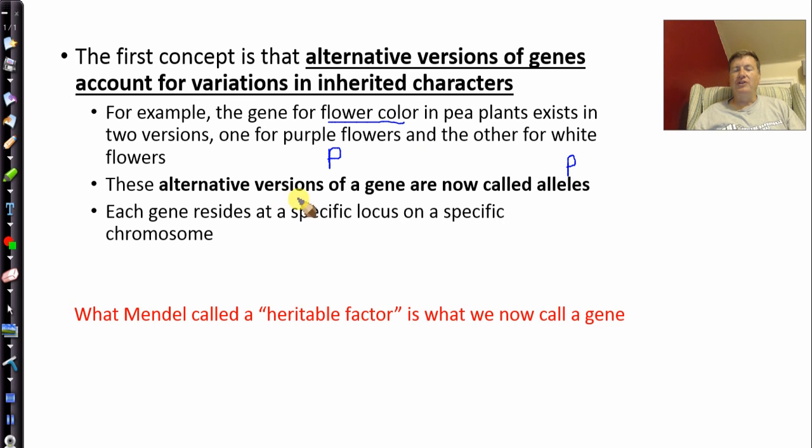So these alternative versions of genes are now called, in 2015, alleles. Whenever we're talking about an allele, we're talking about a version of a gene. So the gene in this case is flower color. The versions are purple and white. So this heritable factor is what he called it, but now we know these heritable factors are genes, and he concluded from his data, well, there must be 2 versions. How did he get to that point?